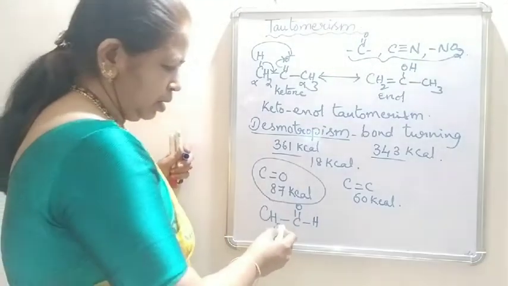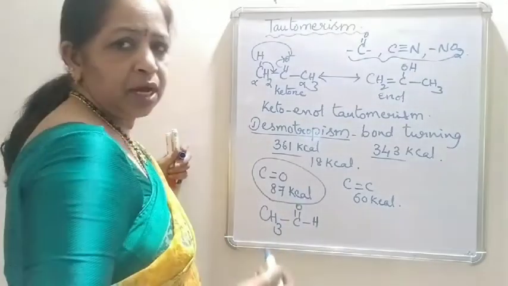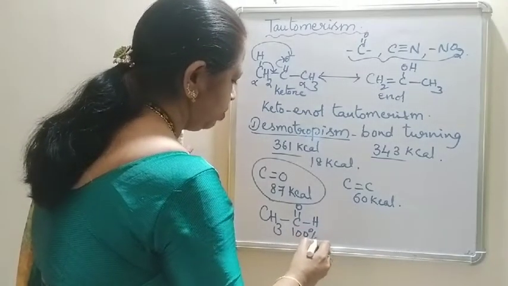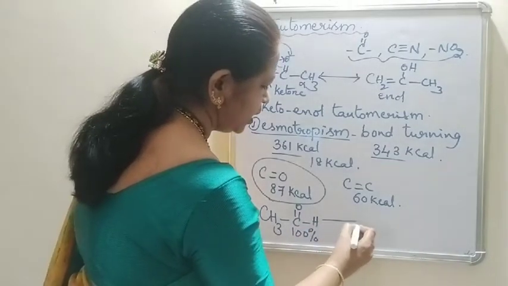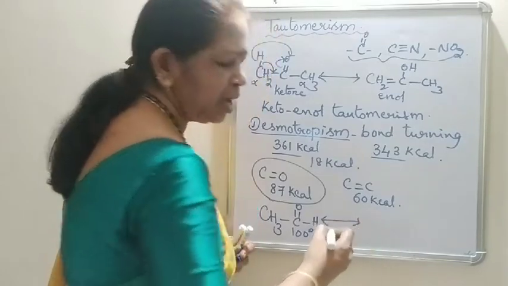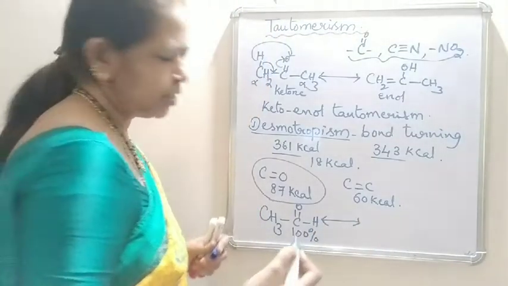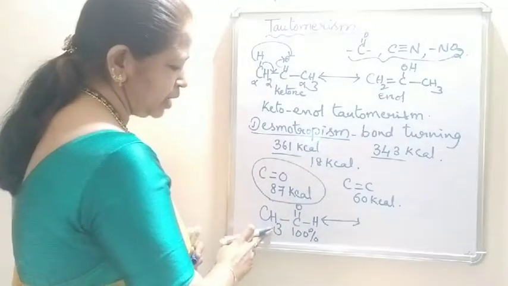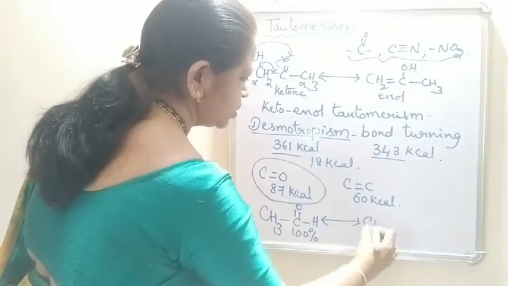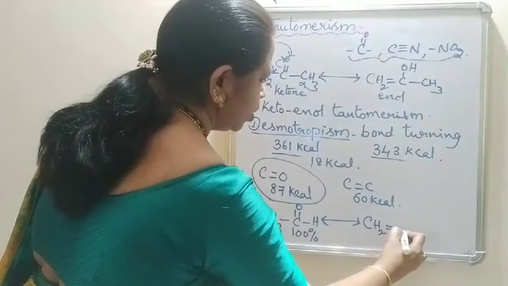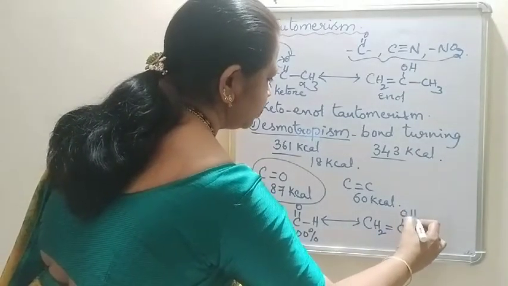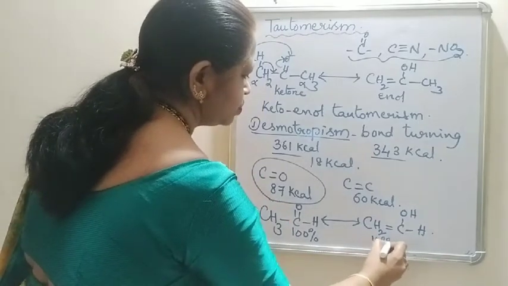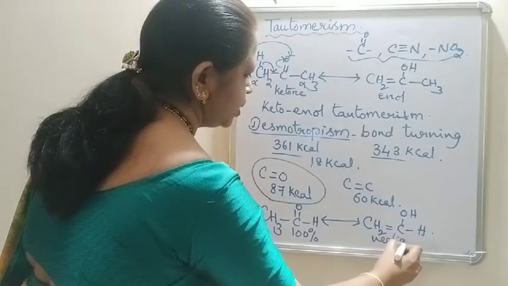This aldehyde exists up to 100%. Its enol form has negligible existence. What is its enol form? It has 1 alpha carbon and 3 alpha hydrogens. So it forms CH2 double bond C OH H. It is negligible.